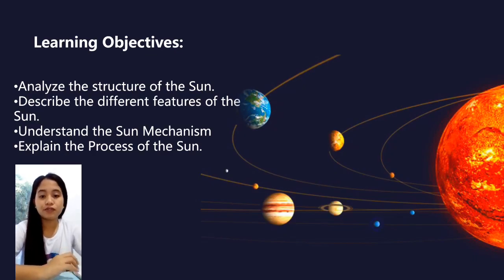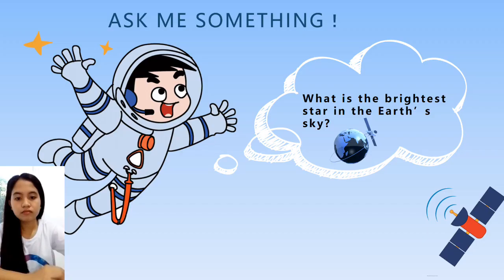Learning objectives. First is analyze the structure of the sun and describe the different features of the sun. Next is understand the sun mechanism and lastly explain the process of the sun.